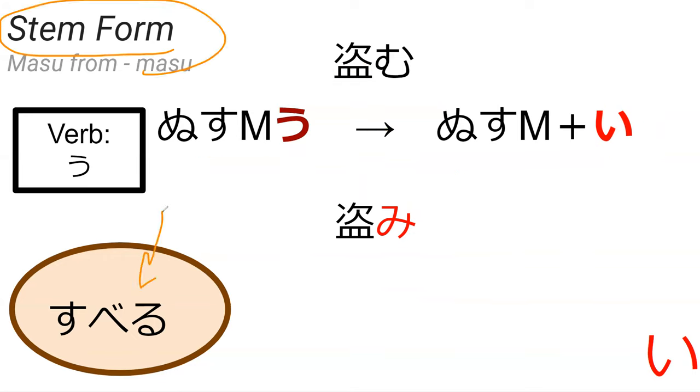How do we do that with suberu, which meant to slide? To slide, suberu becomes suberi. Yep, you're correct. It is suberi. Yasui is a word that means easy. Yasui. Easy.